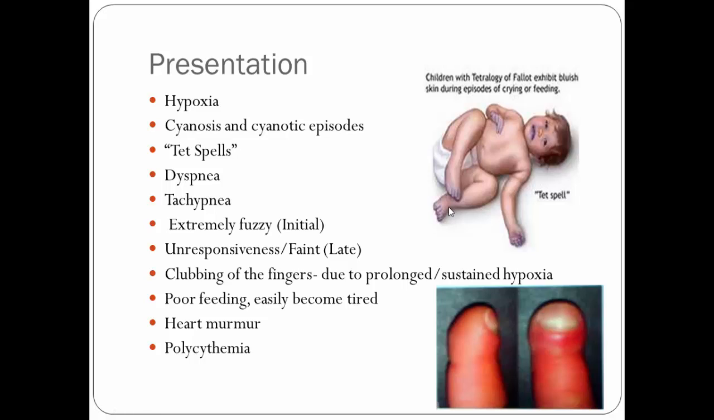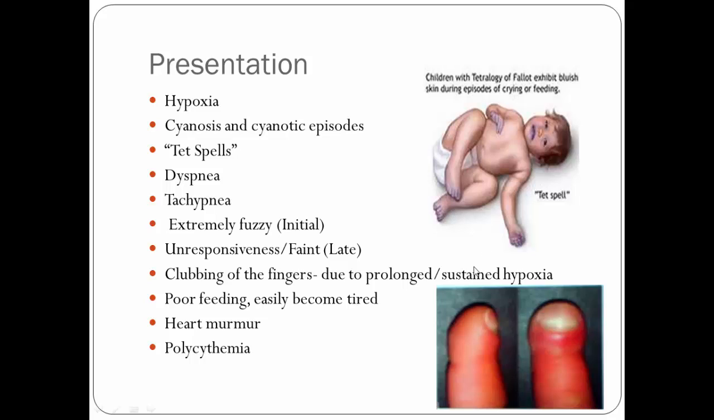These TET spells are medical emergencies and deprive organs, such as the brain, of adequate amounts of oxygen. Thus, the child who initially becomes extremely fussy may then become unresponsive and even faint.